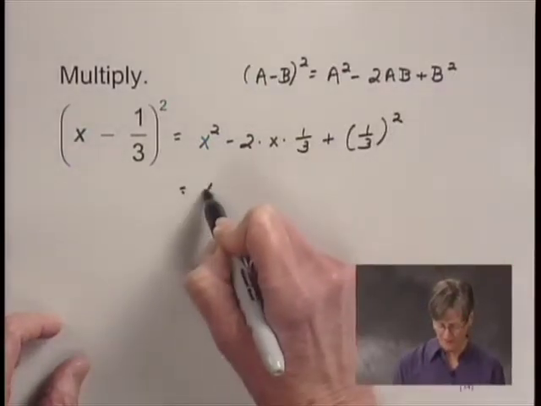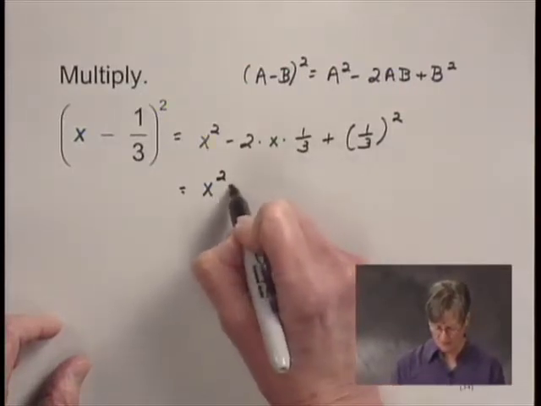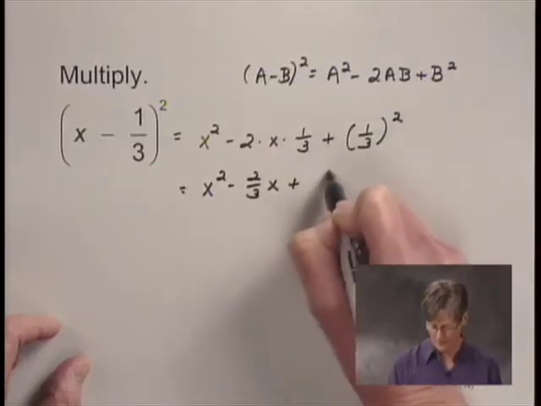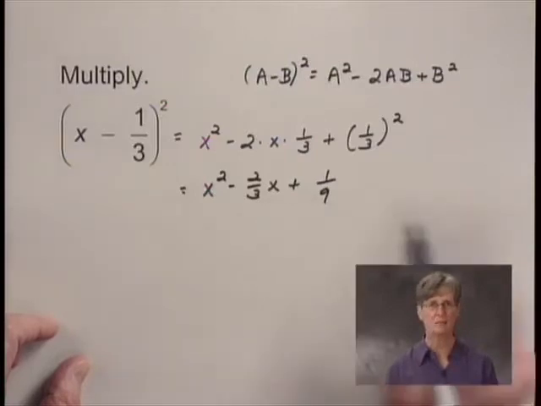And now we'll just simplify. We have x squared. Negative 2 times x times 1/3 is negative 2/3 x. And when I square 1/3, I get 1/9. So we have x squared minus 2/3 x plus 1/9.